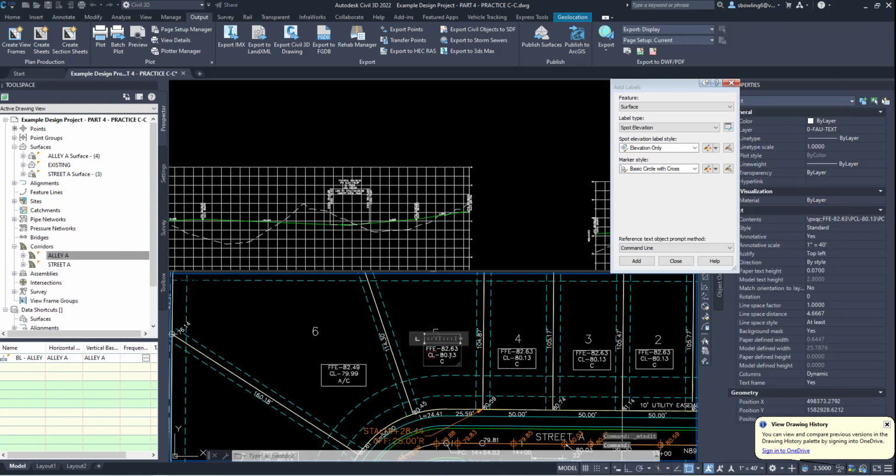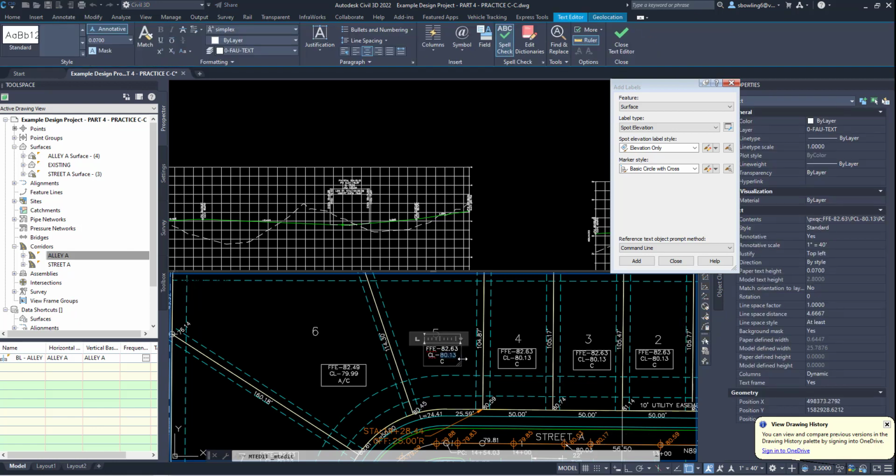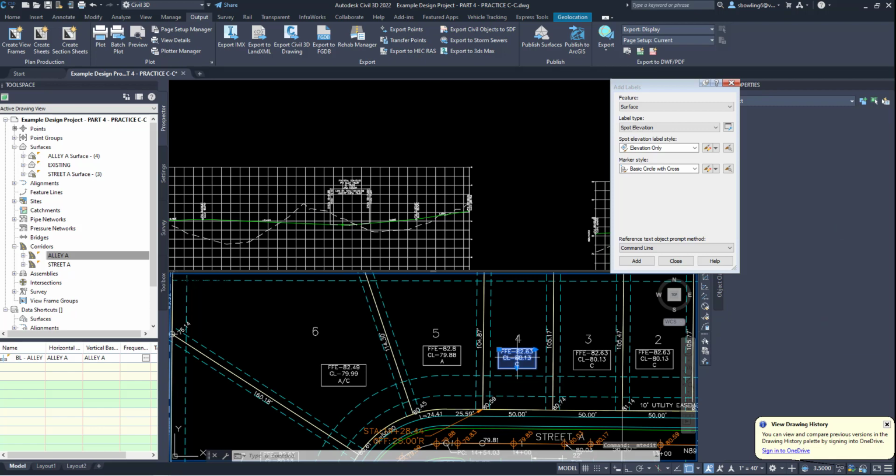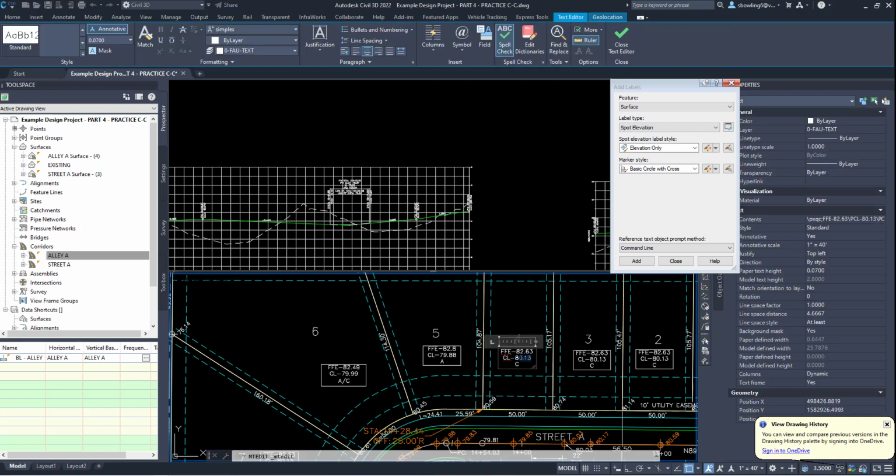So this one is 79.88, which is 82.38. And this is an A. So this is a 79.85 plus 2.5 is 82.35. Okay, and that's an A.